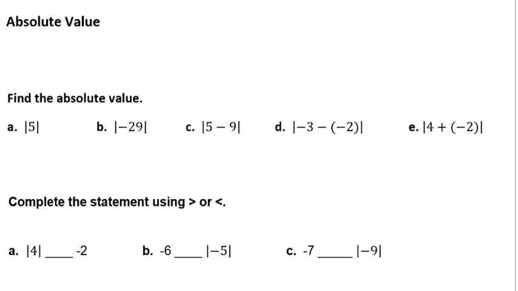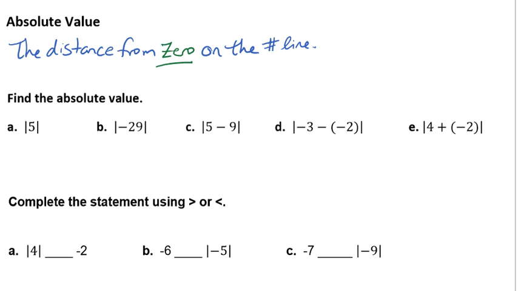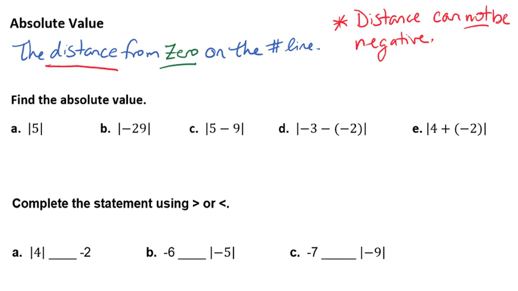In this video, we're going to be talking about absolute value. Absolute value is the distance from 0 on the number line. And distance cannot be negative. So what does that look like?